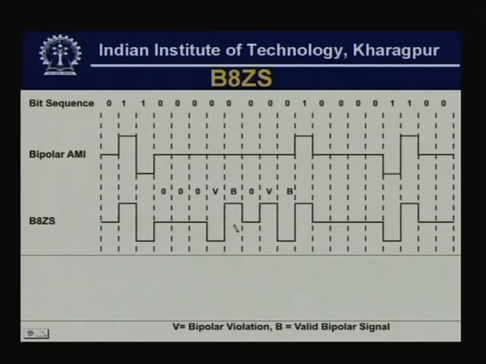At the other end, this will be received, and this will help you to achieve synchronization, and then you will be able to get back your original signal like 0 1 1 0 0 0, whatever it was, that can be retrieved, and from these violations you will know that this has been introduced so that enough transitions are there, but these are not really the transitions related to that bipolar AMI code. So, this is how the B8ZS works.